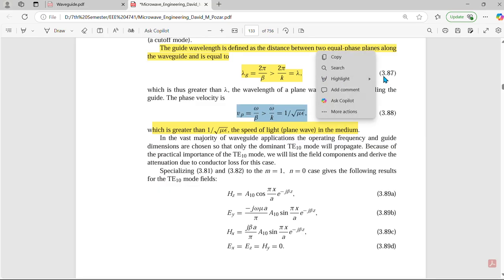And we can see that in this case, the value of the velocity in this medium may be higher than that of light. The velocity is greater than 1 by root mu epsilon, which means it is greater than the speed of light in this medium.